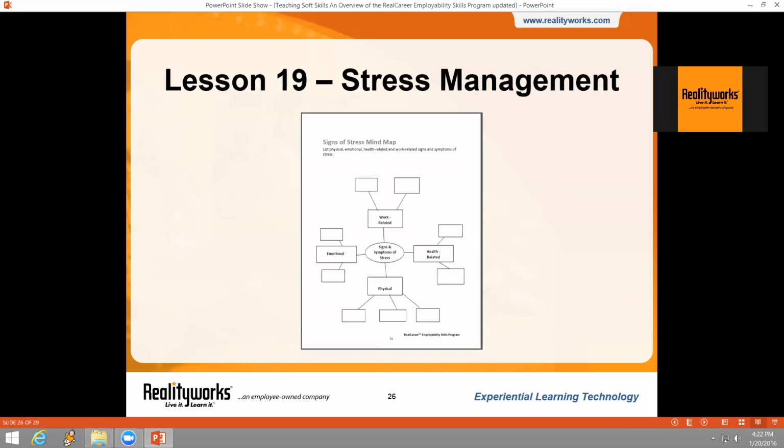Some stress is normal. However, excessive stress can interfere with your health and well-being. This lesson will help your students learn to recognize the ways they respond to stress and what they can do to manage it successfully. The lesson begins by defining stress and having students complete the signs of a stress mind map, where they need to think of the signs and symptoms of stress, including physical, emotional, health, and work-related.